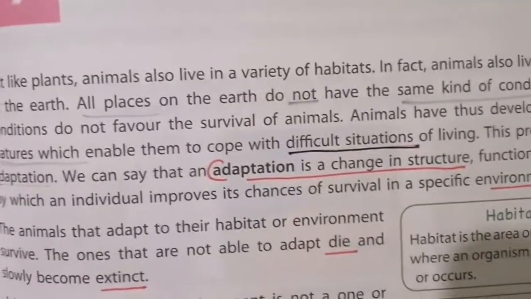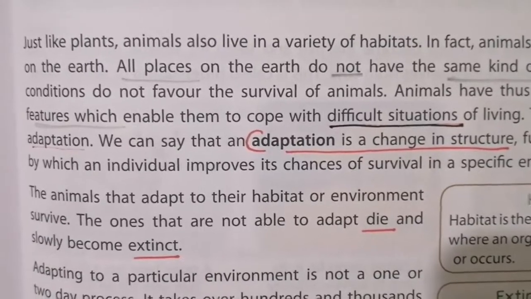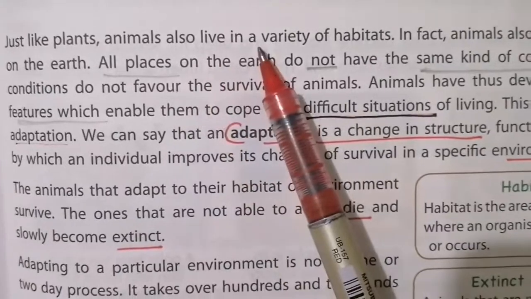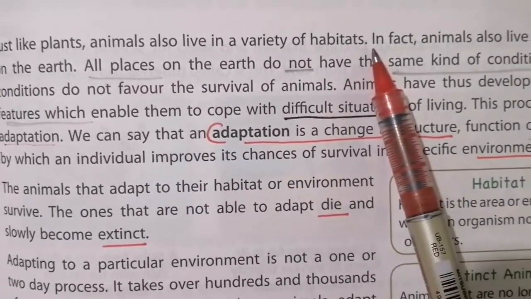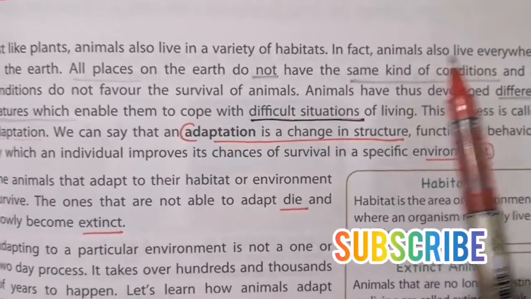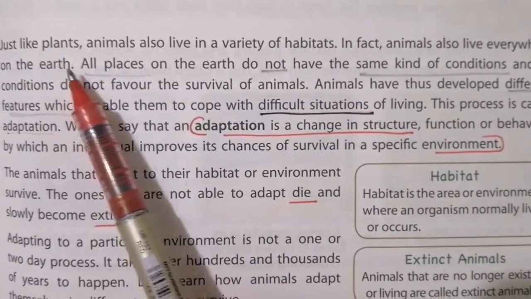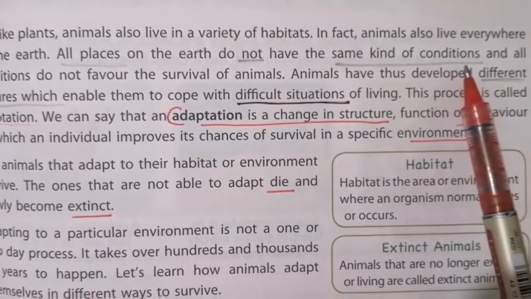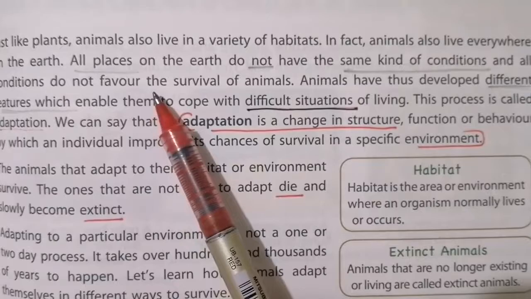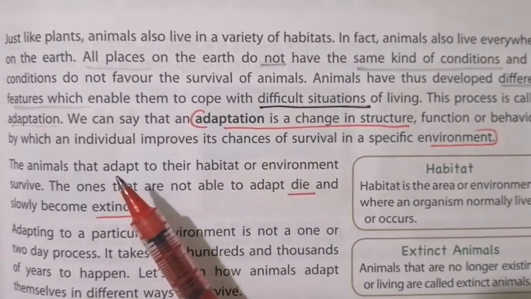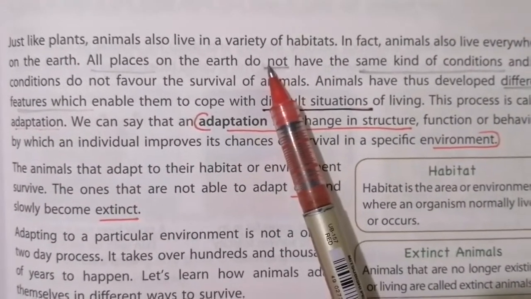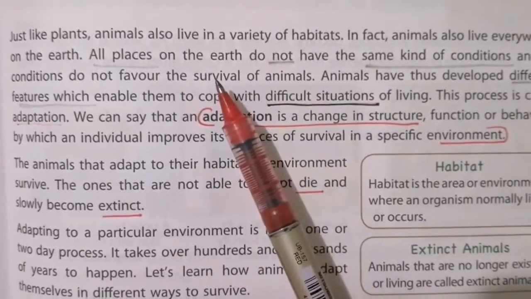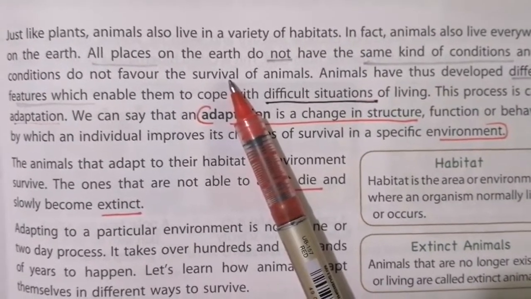Miss will read and explain. Just listen carefully. First, just like plants, animals also live in a variety of habitats. In fact, animals live everywhere on the earth. All places on the earth do not have the same kind of condition, and all conditions do not favor the survival of animals. Do we have the same climate and same conditions everywhere? No, it changes. So every animal also requires different conditions.